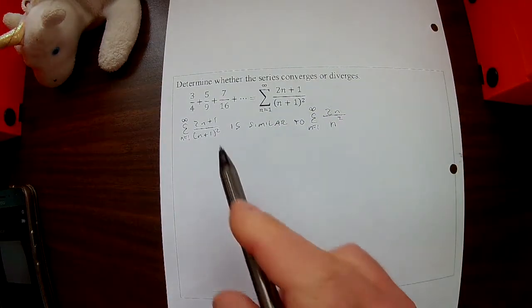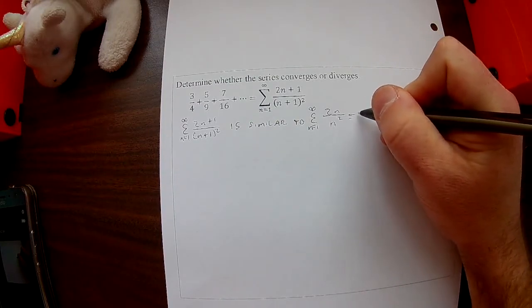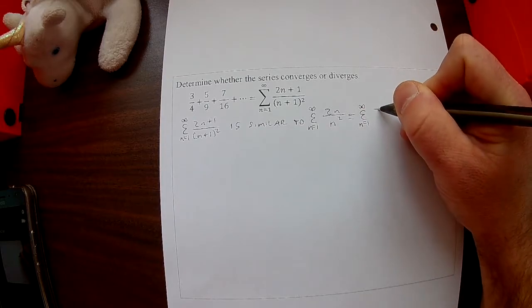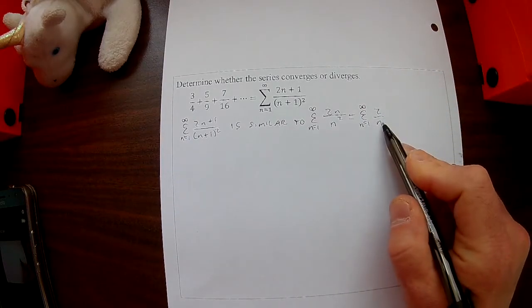See what I did there? I just hacked off the plus 1s there, which is going to be equal to the summation from n equals 1 to infinity of 2 over n, which is p-testable.